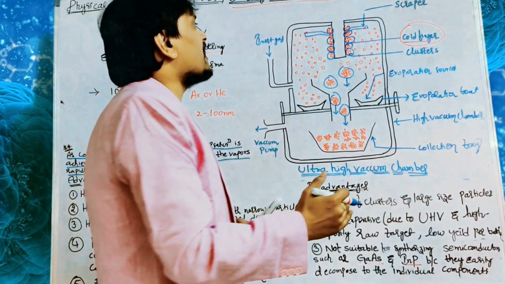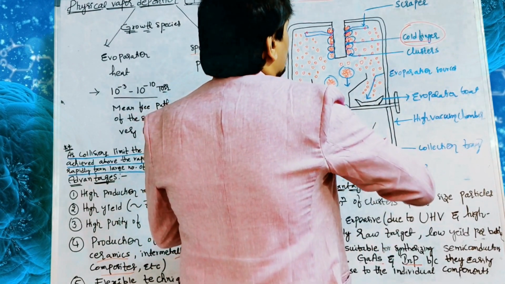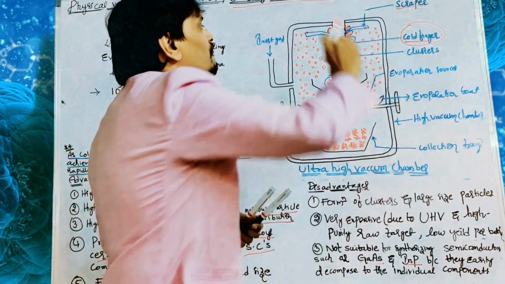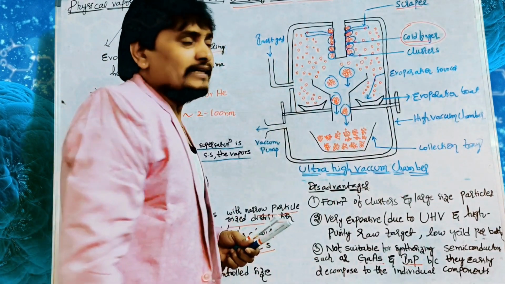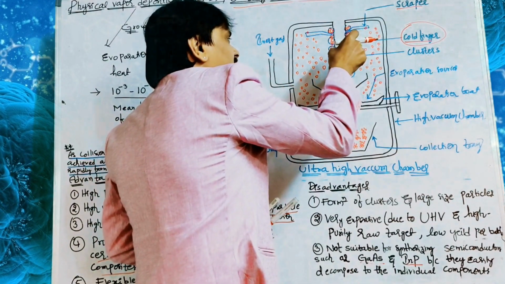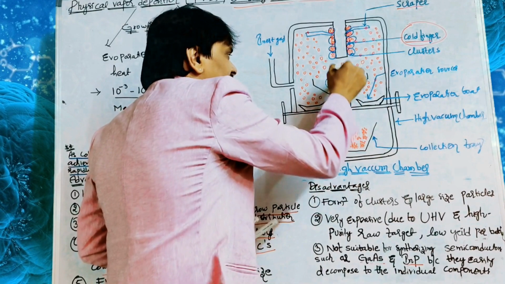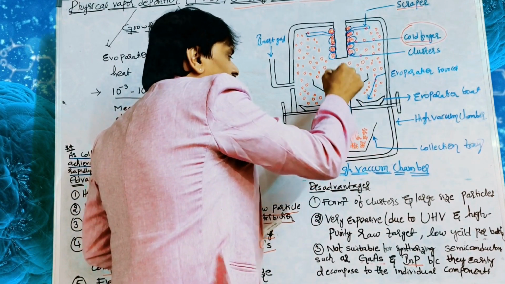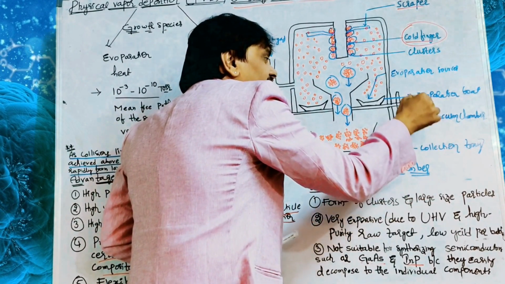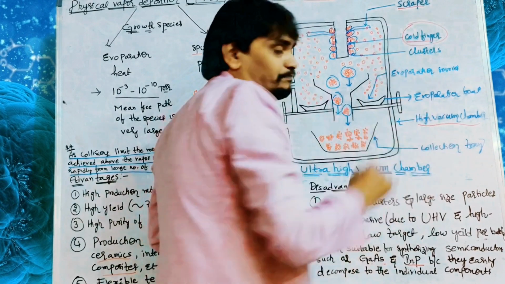That job is done by the scraper. So this scraper will scrape the nanoclusters which are adhering or sticking to the cold finger, by which these nanoclusters are collected in the collection tray. This collection tray is being placed in a high vacuum chamber.